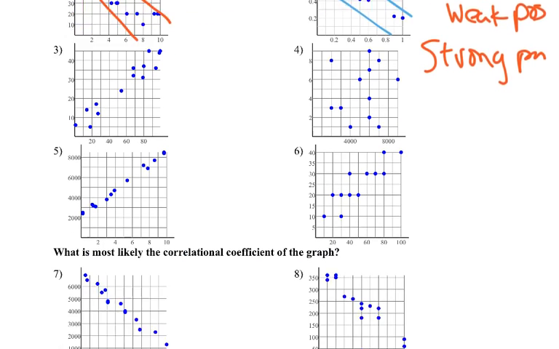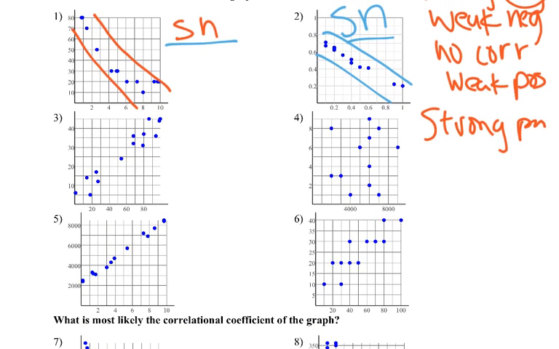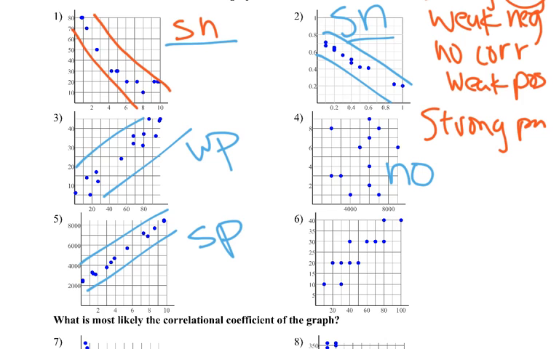Number 3, it's a little more spread out. I'd probably call that a weak positive. Number 4 would be no correlation. Number 5, definitely a strong positive. 6, definitely a weak positive. Honestly, number 3 you could probably call a strong positive. It's not quite as strong as 5, but we'll say it's a strong positive.